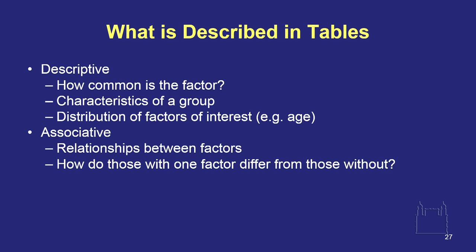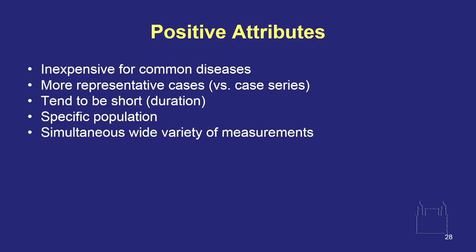Again, I'm trying to go a little faster so we can have time for questions. Positive attributes about these types of studies: they could be fairly inexpensive to do if it's a common disease, so it's easy to find the subjects. Remember, in the case studies, you were picking them. Here, you could be picking people from a broad population, so it's more representative. It could be fairly short in terms of doing these studies. You could be narrowing down on a particular population. You could measure lots and lots of things.